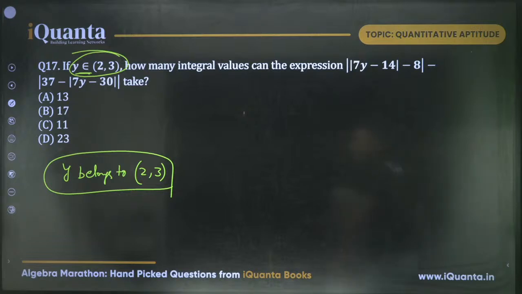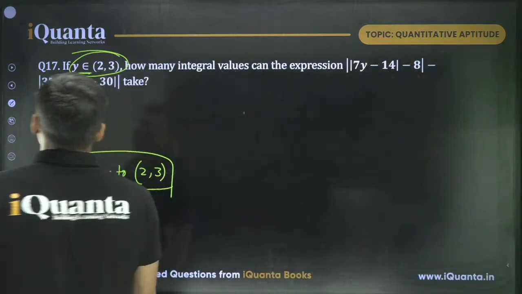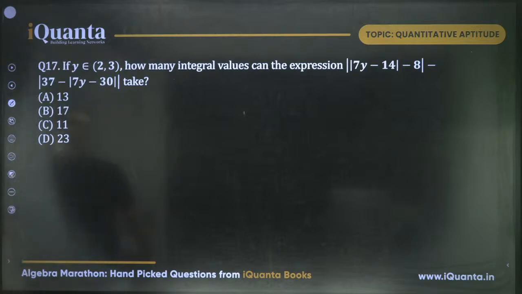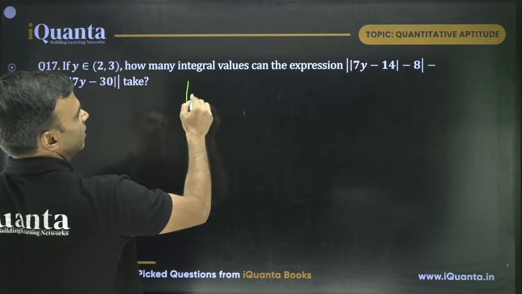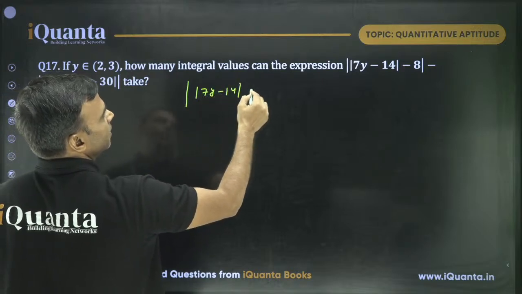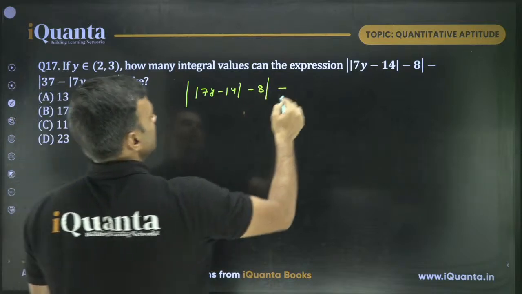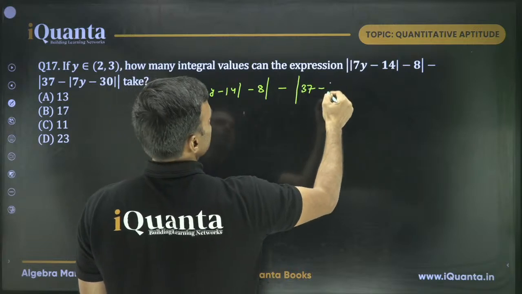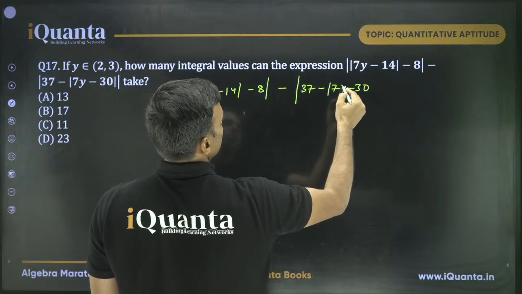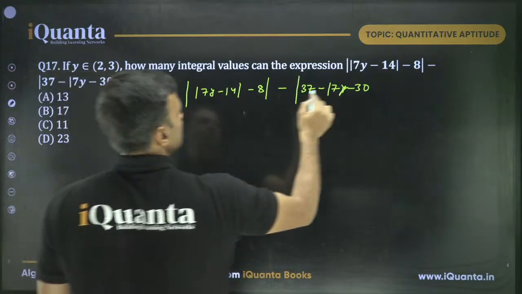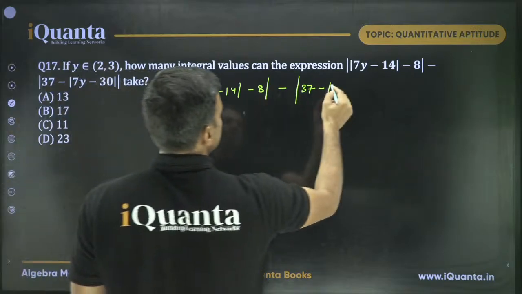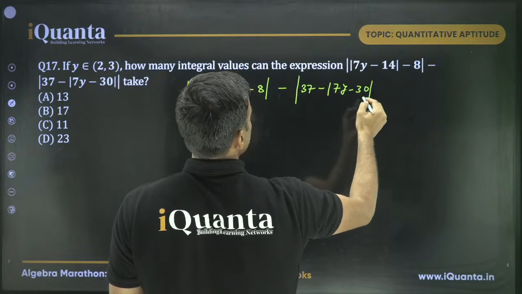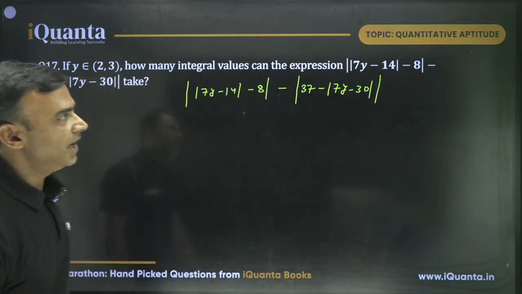Okay, so Akhil and Ankita have responded with the answers. Let's check, let's see how it goes. Let's start solving. I'll rewrite the question. Modulus of 7y minus 14 minus 8, minus modulus of 37 minus modulus of 7y minus 30, modulus close. This is the expression that we have.